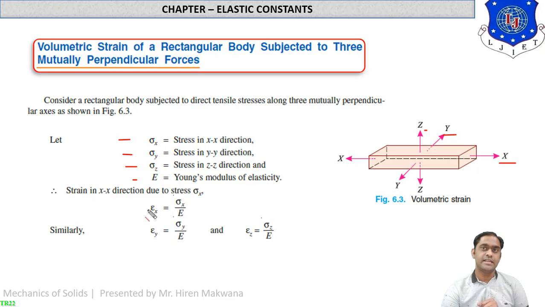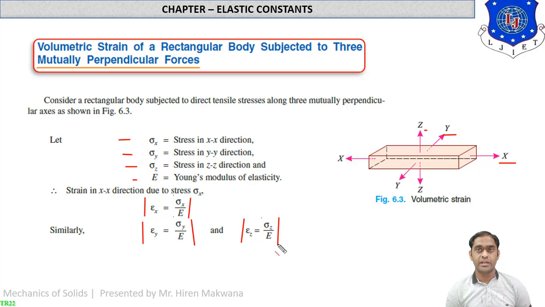Now as you can see, what is the formula of strain? Strain will be stress upon modulus of elasticity, which is according to Hooke's law. Similarly for all three directions X, Y and Z: epsilon X equals sigma X upon E, epsilon Y equals sigma Y upon E, and epsilon Z equals sigma Z upon E. This is as per Hooke's law.